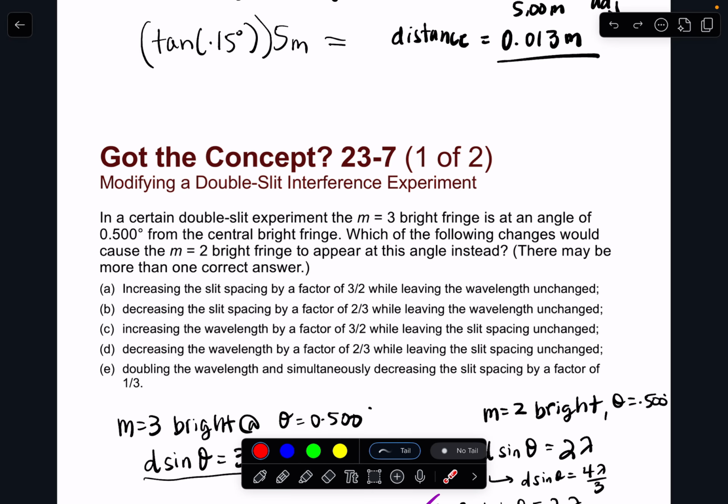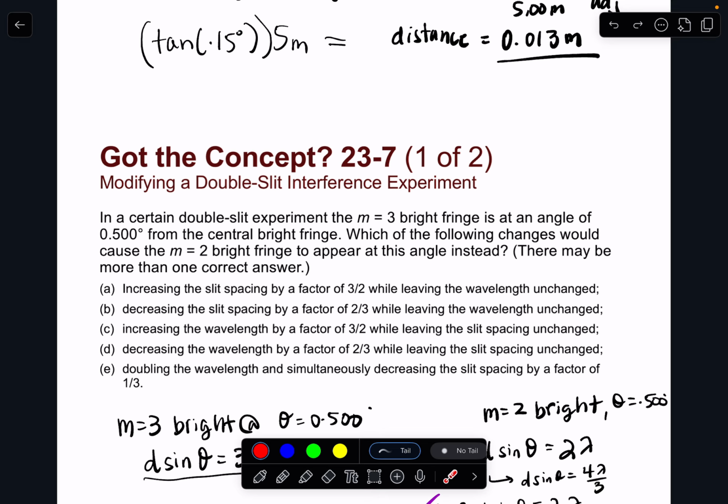We're going to talk about the double slit experiment, and we're going to talk about the m equals 3 bright fringe. It's located at an angle of 0.5 degrees from the central bright fringe, and if we were to change some parameters, how could we cause the m equals 2 bright fringe to appear at 0.5 degrees instead of the m equals 3?